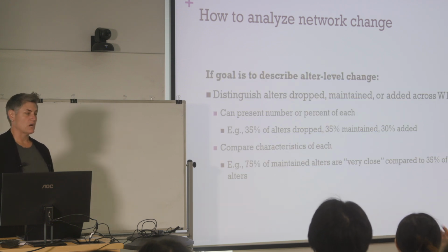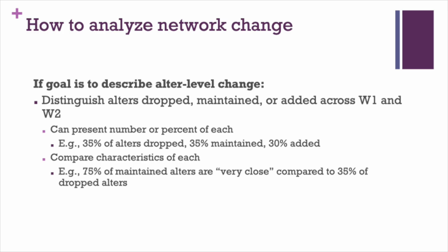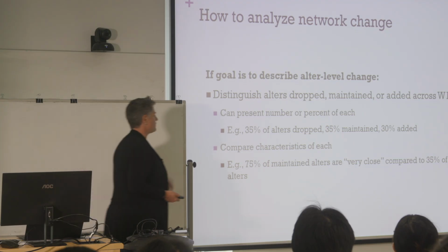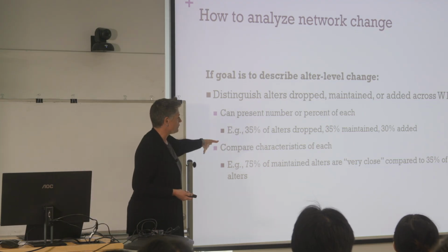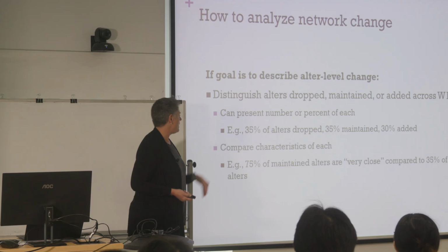If the goal is to describe alter level change, which again, I think is really important, right? Because these network level changes mask a lot of important stuff. I want to distinguish the alters dropped, maintained, or added across waves. And I can just present the number or the percentage of each, right? So how many alters were dropped, how many were stable, how many were added.